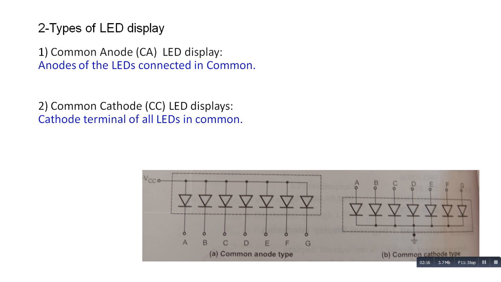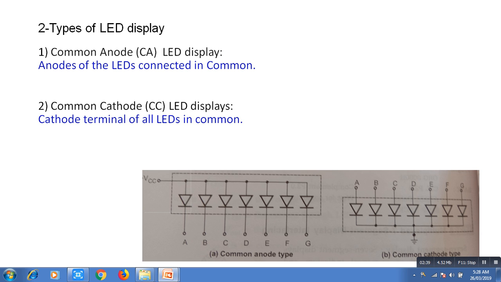According to the connection, these LED displays are classified into two types, that is the common anode LED display and common cathode LED display. As you can observe in this first diagram, the anodes of all LEDs are connected to VCC, that is common connected to the VCC. So that's why we call it the common anode LED display. In the other type of connection, the cathodes of all LEDs are connected to a common, so that's why we call it the common cathode LED display.